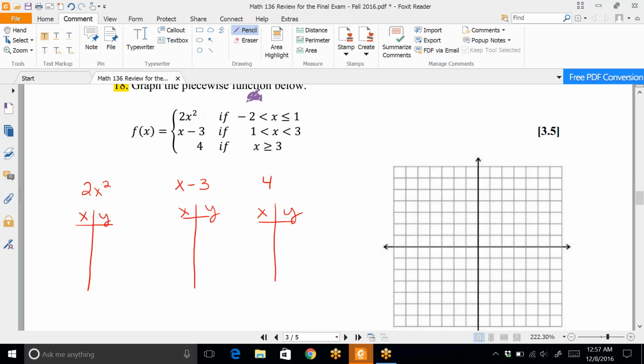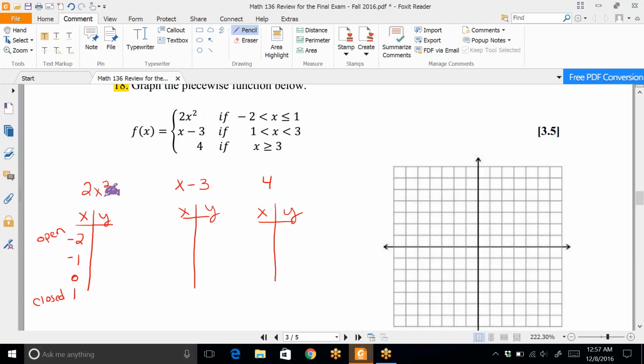You use this information right here to pick your x values. So we would need to go from -2 to 1. Notice that even though this is not equal to, I do want to use it because it's our ending point. It will be an open circle. On this side there's an equal to, so this ending point will have a closed circle. You plug them into this.